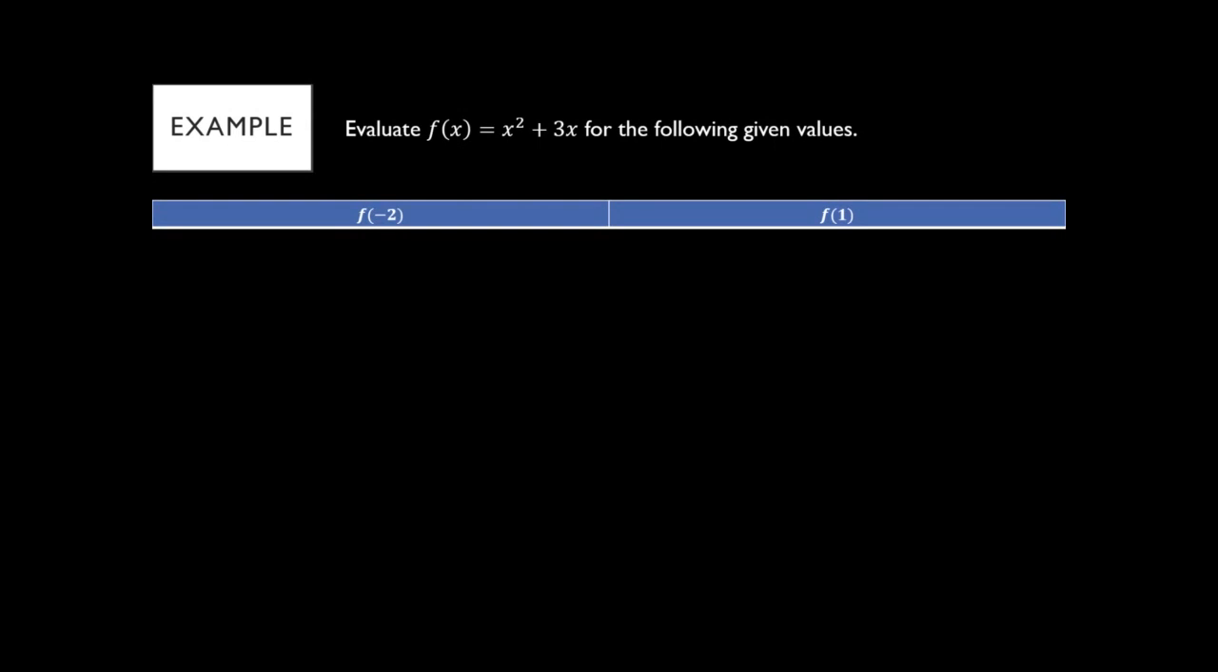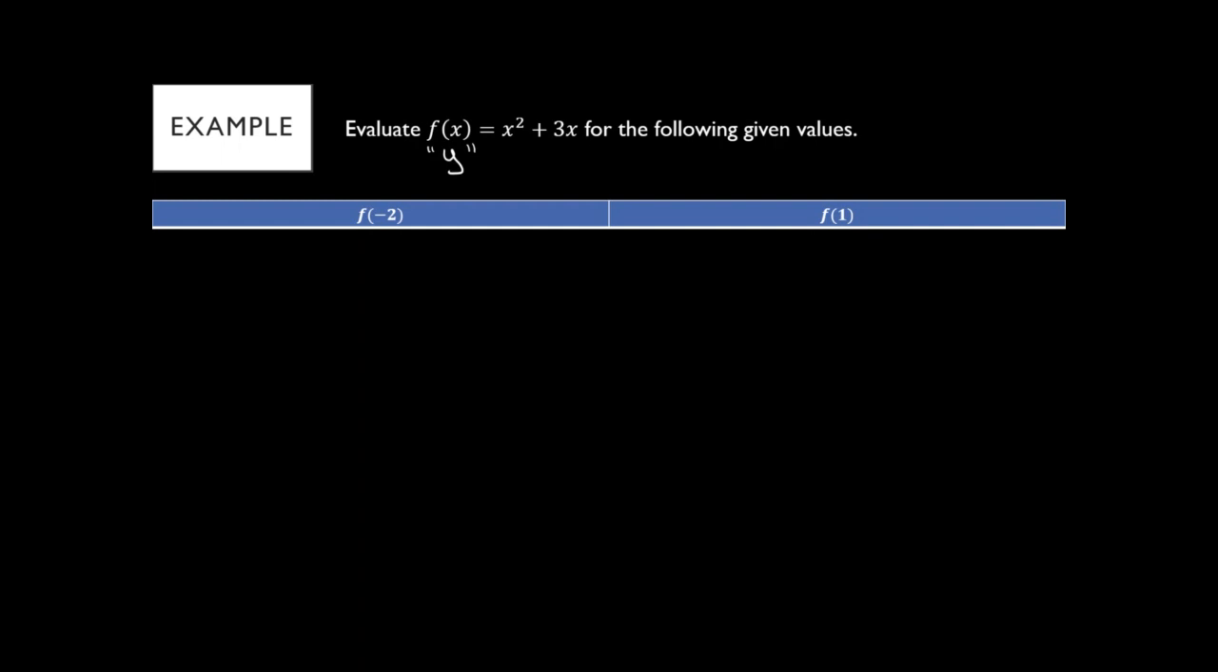So here's our first example. Evaluate f of x. So remember that instead of y, we are writing f of x. So these are the same things. This is the same as y equals. So we have f of x equals x squared plus 3x for the following given values. So they're giving us an equation, and we want to find f of -2 and f of 1.